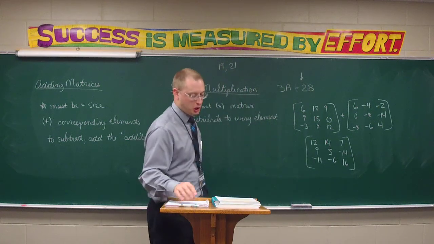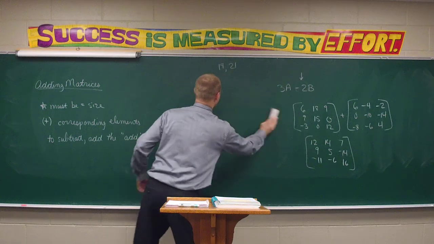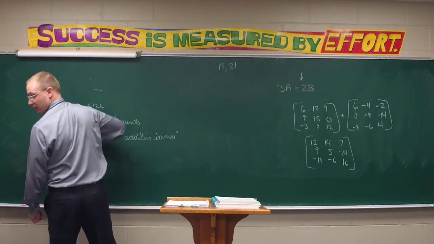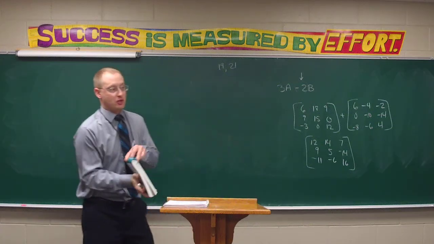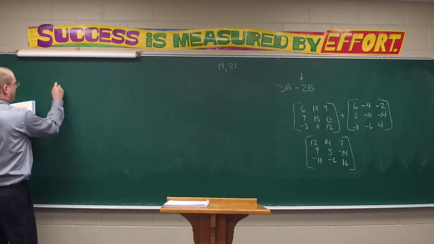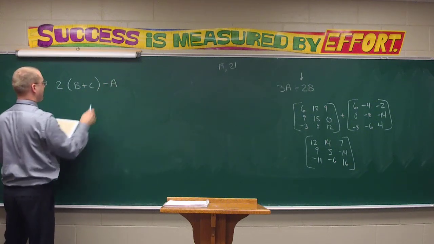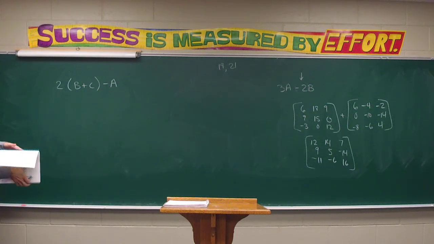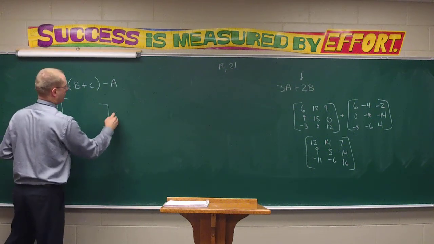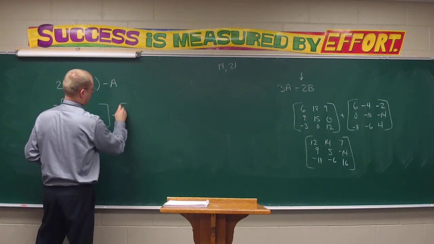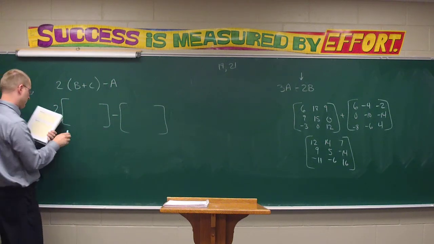Here they wanted 2B plus C minus A. Well, what are we going to have to do first if we follow order of operations, Maddie? Good. Add B plus C together. So flip back to the previous page where you can see B and C. And let's go ahead and add B and C together, Maddie.